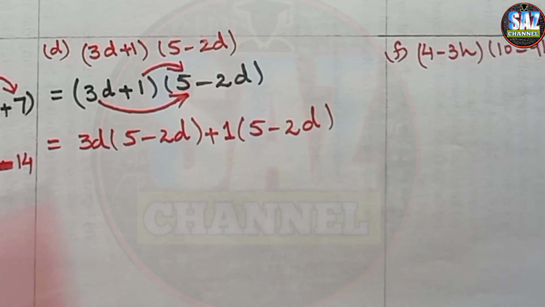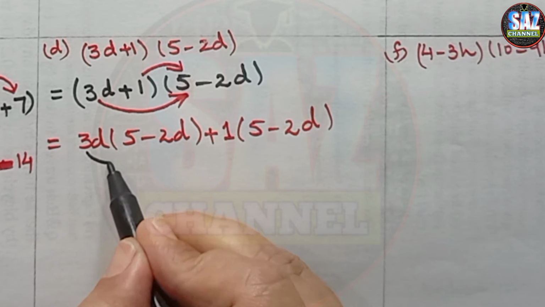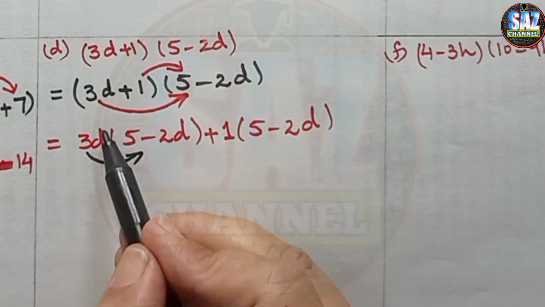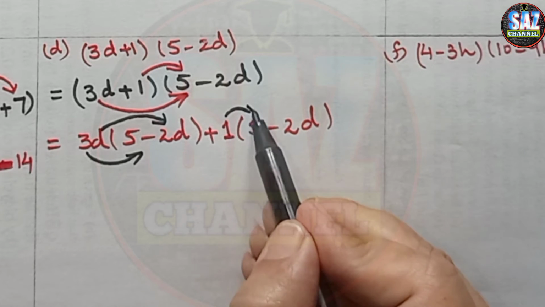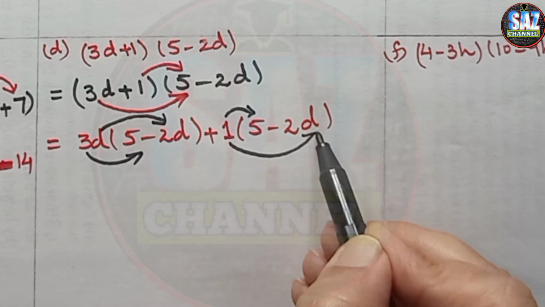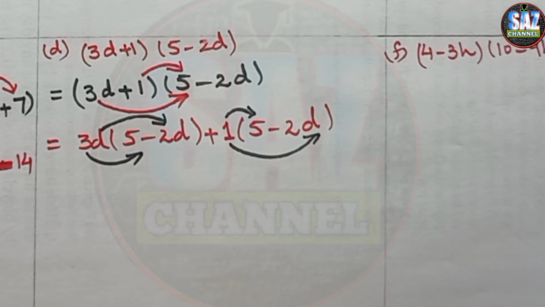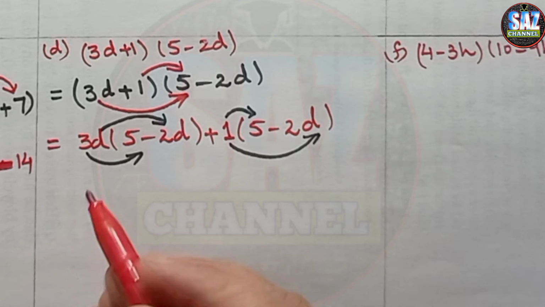Now again, as we have to expand, what we have to do is remove this bracket as well finally. Okay, and apply distributive property once again, that the number which is outside the bracket has to be multiplied with every term inside the bracket. Okay, or the second bracket has to be taken as a package.